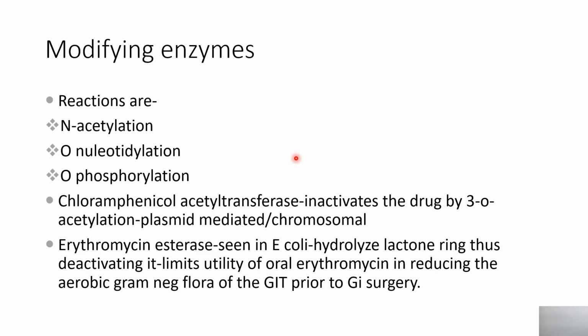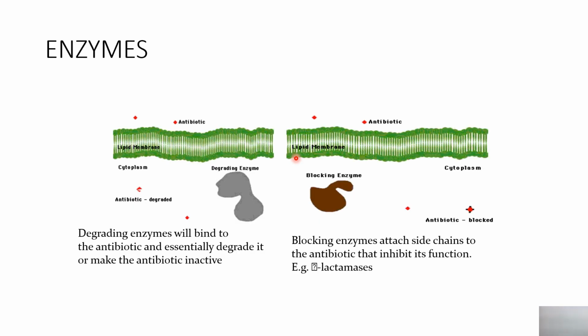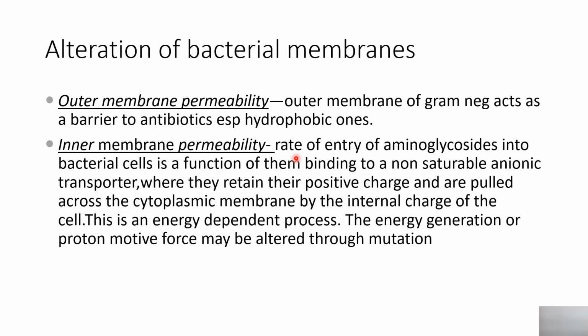Then erythromycin esterase is seen in E. coli. It hydrolyzes the lactone ring, deactivating it, limiting the utility of oral erythromycin in reducing the aerobic gram-negative flora of the gut prior to gastrointestinal tract surgery. So degrading enzymes will bind to the antibiotic and essentially degrade it or make the antibiotic ineffective. Blocking enzymes attach side chains to the antibiotics that inhibit their function, like beta lactamases.